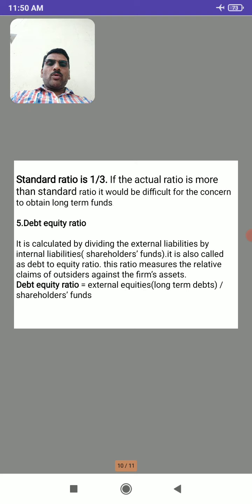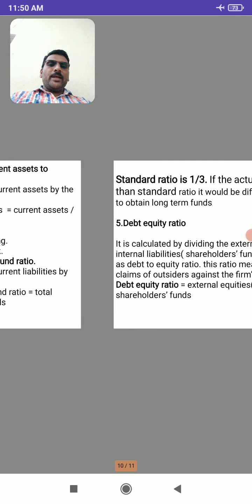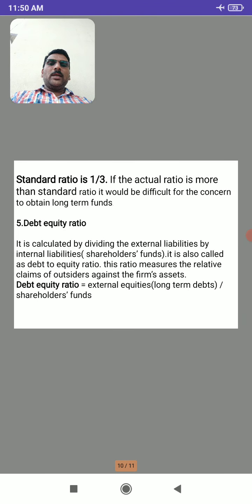If the actual ratio is more than the standard ratio, it would be difficult for the concern to obtain long-term funds. So here, for current liabilities to shareholders fund, the firm has to maintain the standard ratio at 1/3. If the actual ratio is more than 1/3, it shows that there is a difficulty for the firm to obtain long-term funds. So the firm is restricted to maintain a 1/3 ratio only.